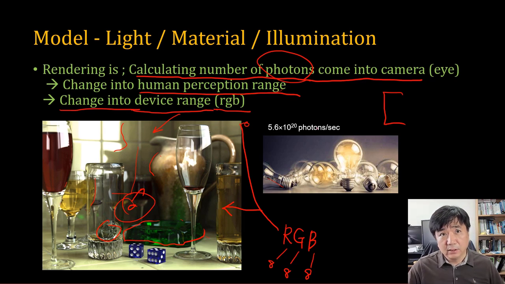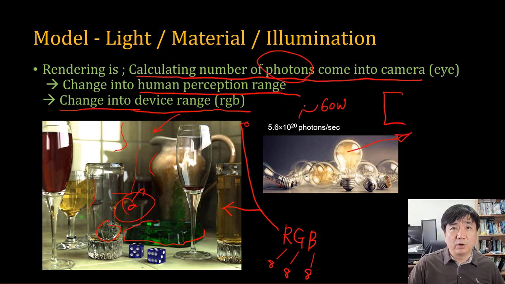But think about it. As an approximate value, for a 60 watt light source, there are 5.6 multiplied by 10 to the power of 20 photons per second. Every second, 5.6 times 10 to the power of 20 photons are emitted from this light source. That is just a 60 watt light bulb. But think about the sun, a very big light source. How many photons? It is not possible to calculate that number of photons. And we must think about the device range.